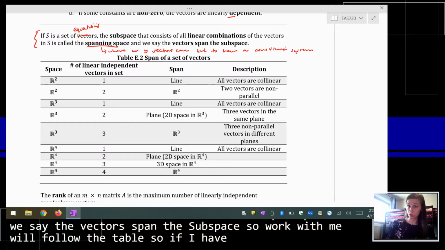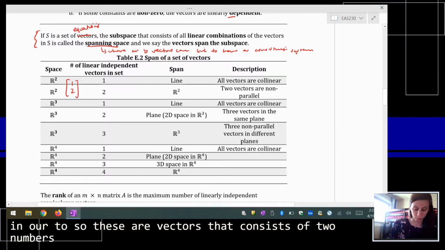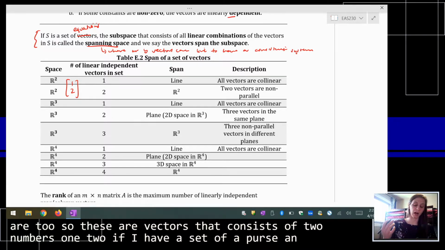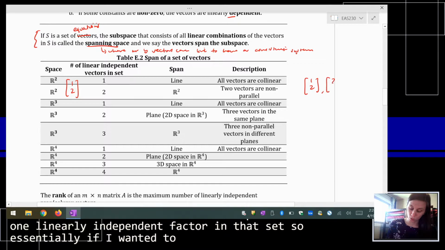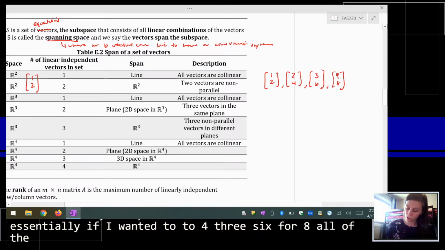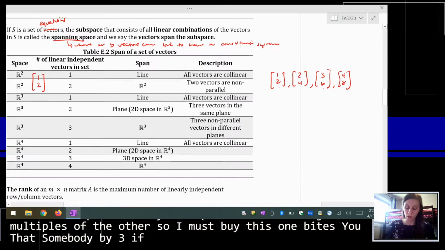So if I have vectors that live in R2, so these are vectors that consist of two numbers, 1, 2. If I have a set of vectors, and there is one linearly independent vector in that set. So essentially, if I have 1, 2, 2, 4, 3, 6, 4, 8, all of these are dependent. They're dependent on each other. They're just multiples of the other. So I multiply this one by 2, this one by 3, by 4. So they're dependent on each other.